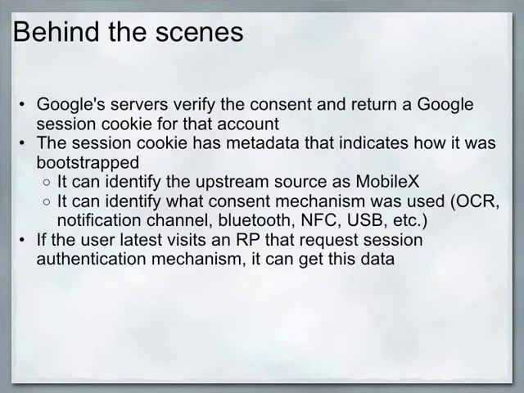The end result is that Google's servers will verify that, oh, okay, the user's done the other half of the authentication step and return a Google session cookie for that account. But again, I keep talking about this breadcrumb thing. That session cookie in the user's browser would include some metadata about how it was bootstrapped. In this case, that the very upstream source was the mobile phone, bootstrapped with Mobile X, and now it would include some metadata that device was now used to authenticate this second device, and it might describe the technique that was used, whether it's OCR, USB, etc.